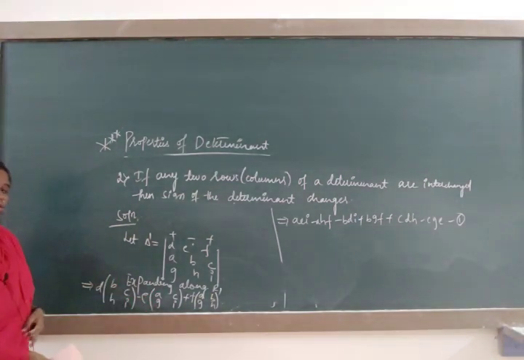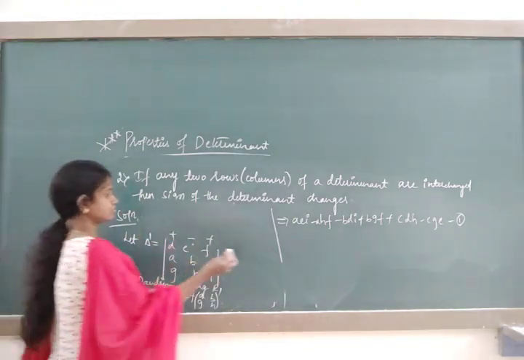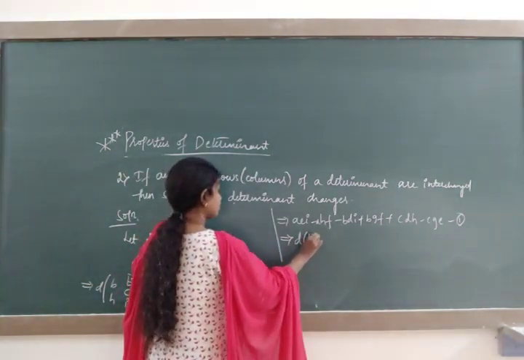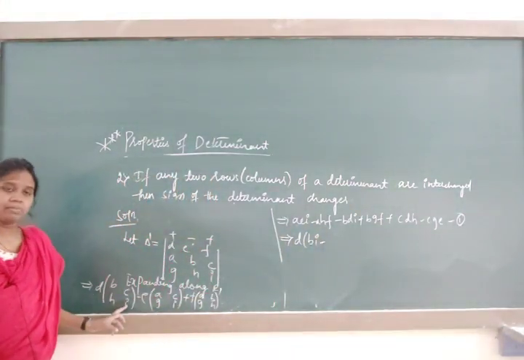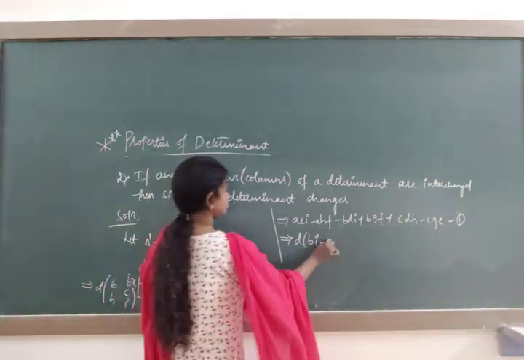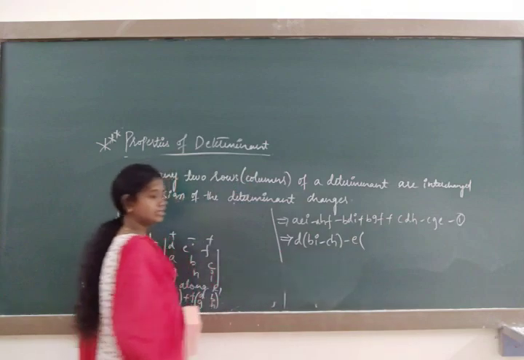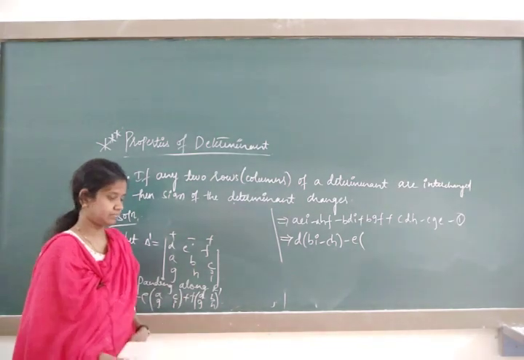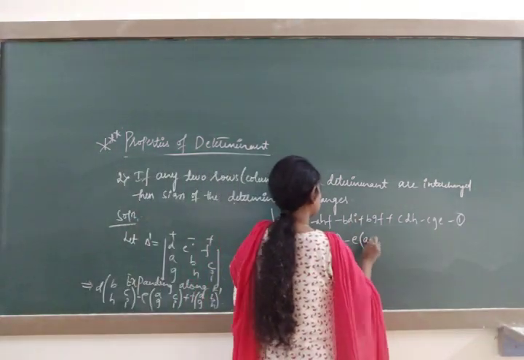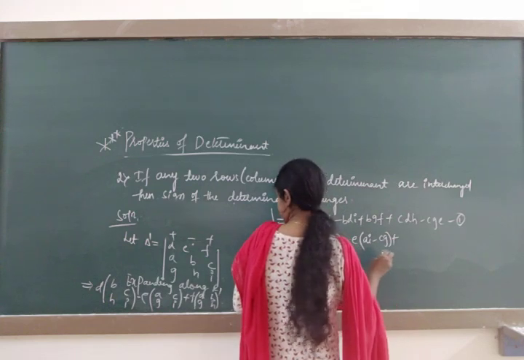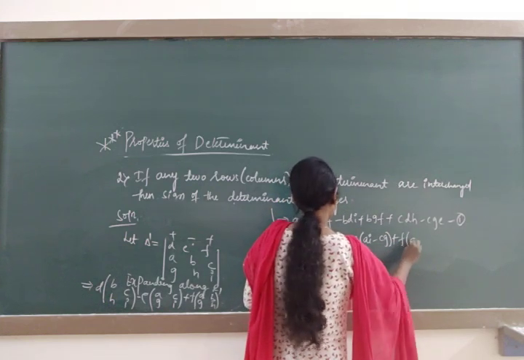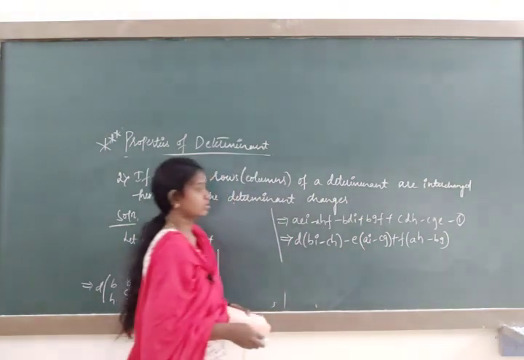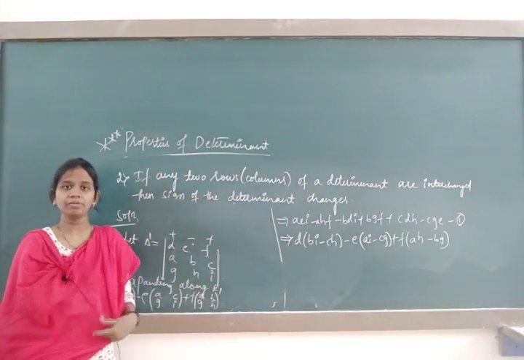So now expand this one, because it's a 2 cross 2, we know the expansion. D of BI, primary diagonal, BI minus CH, minus E of this one, AI minus CG, plus F of AH minus BG. So this is the 2 cross 2 expansion, you know from the previous class.